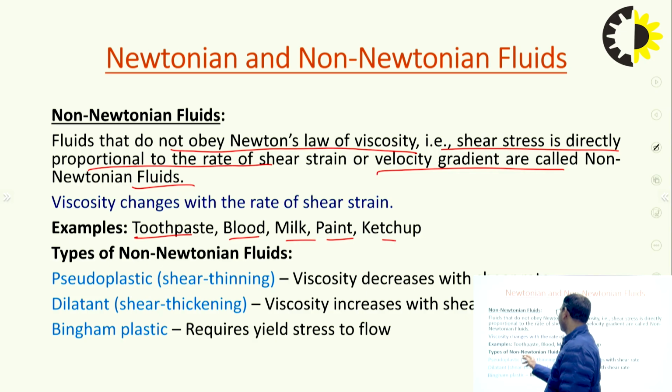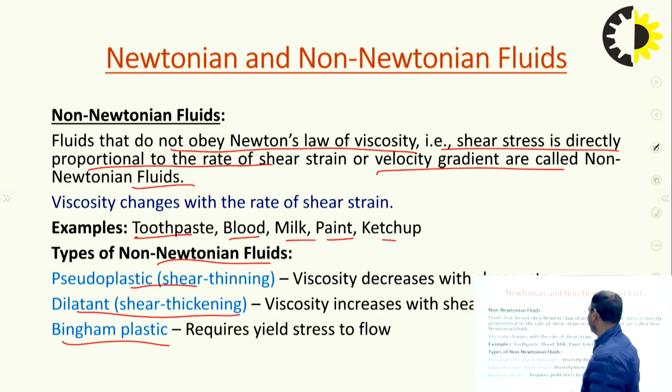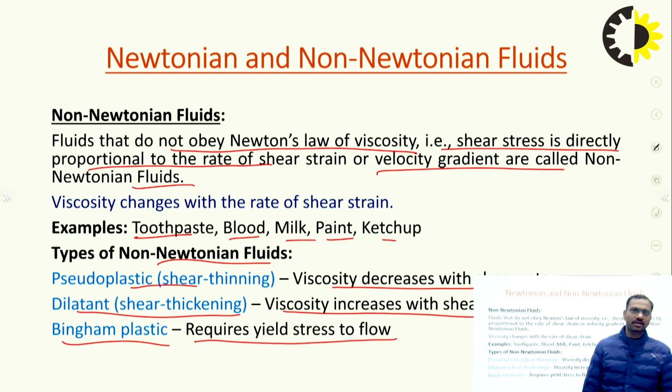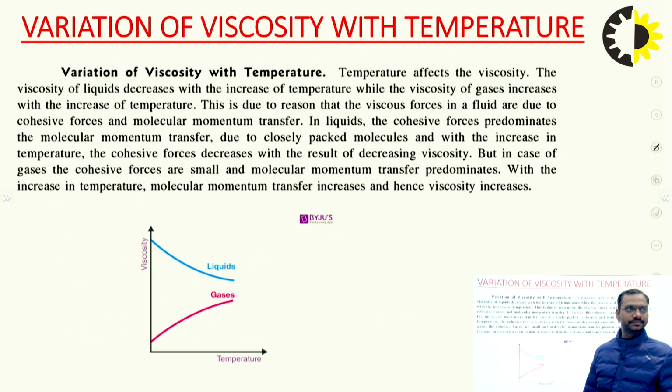Further, non-Newtonian fluids are classified into pseudoplastic, also called shear thinning fluid, dilatant, also called shear thickening fluid, and Bingham plastic fluid. In pseudoplastic, viscosity decreases with shear rate. In dilatant, viscosity increases with shear rate, whereas Bingham plastic requires yield stress to flow. So these are the Newtonian as well as non-Newtonian fluids.